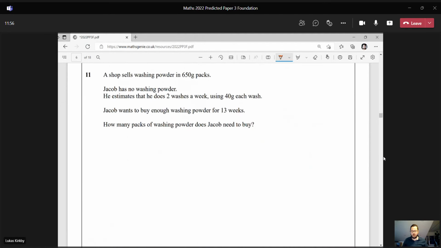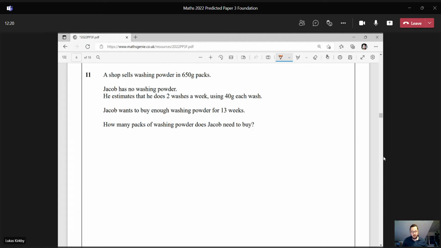Number 11. A shop sells washing powder in 650 gram packs. Lovely. Jacob has no washing powder. He estimates that he does 2 washes a week using 40 grams each wash. Jacob wants to buy enough washing powder for 13 weeks. Why, I don't know. When it runs out, pop to Sainsbury's, sorted. But he wants to buy enough for 13 weeks. How many packs of washing powder does he need to buy?